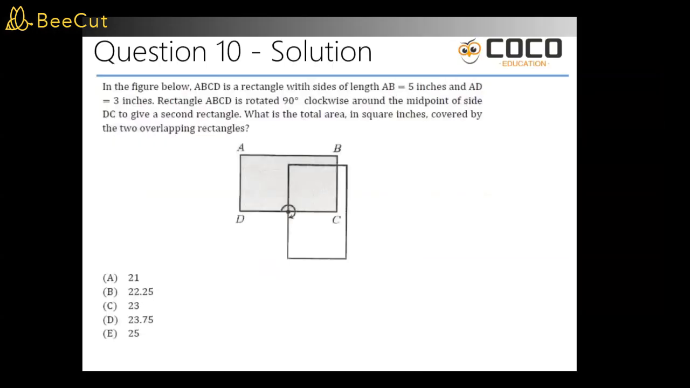Now let's take a look at question 10. It's rotated around the midpoint. So it's given to us that AB is 5. Then this part is 5 divided by 2, this is 2.5, 2.5. We can find the area of the overlap. This overlapping area is a square. So the square is 2.5 times 2.5, equals 6.25.